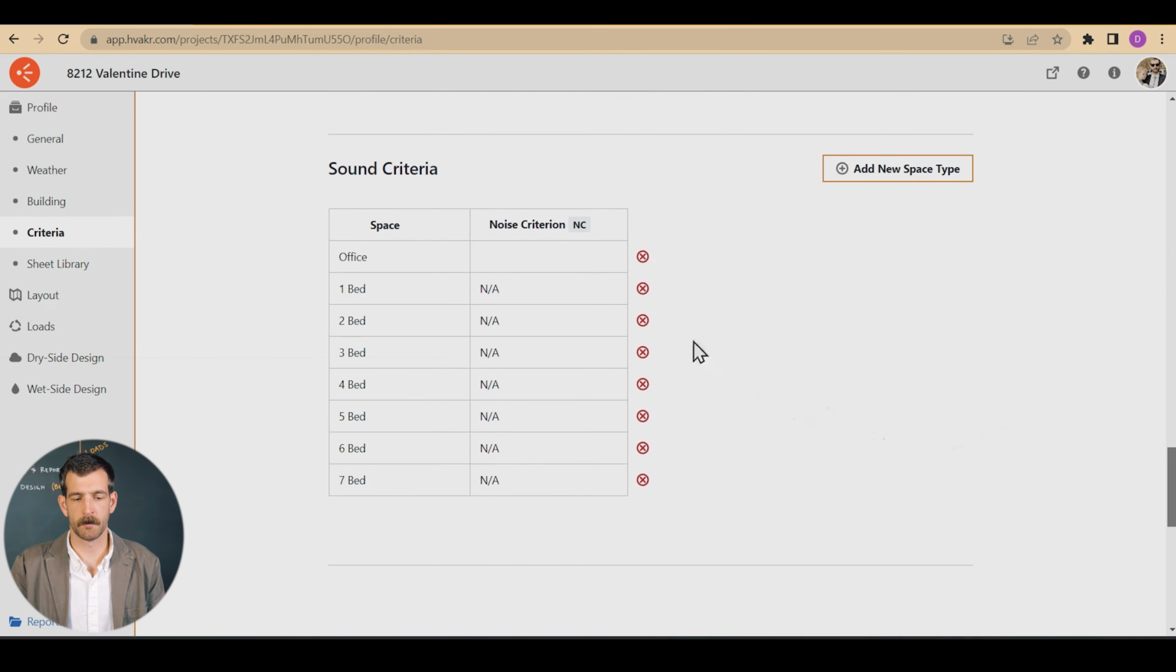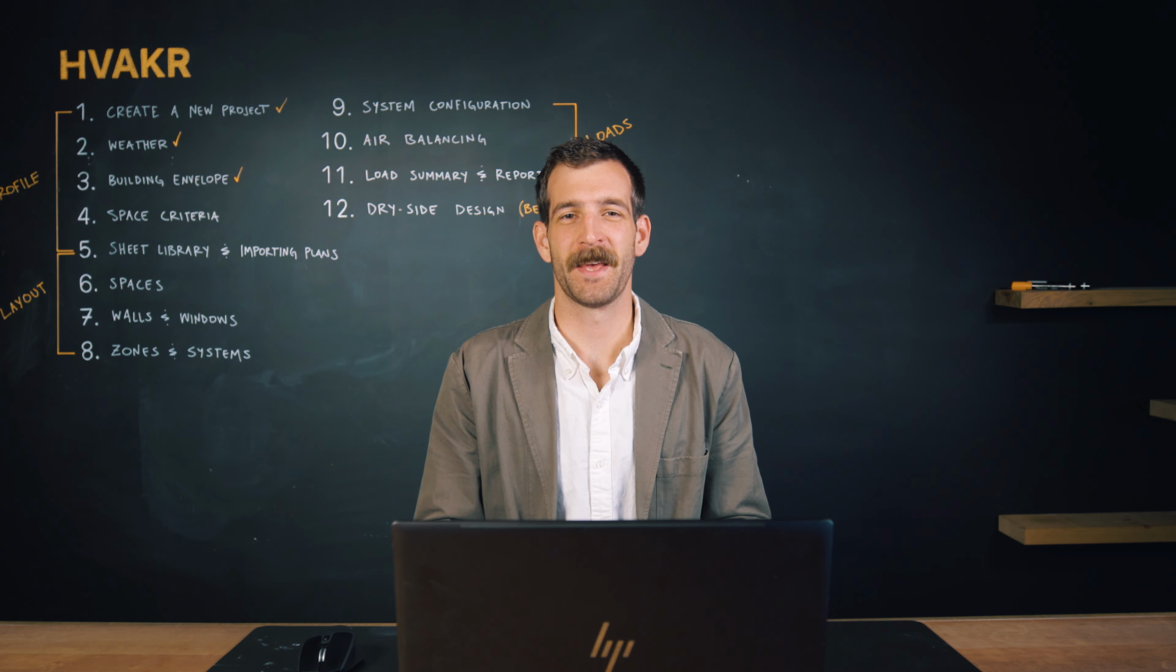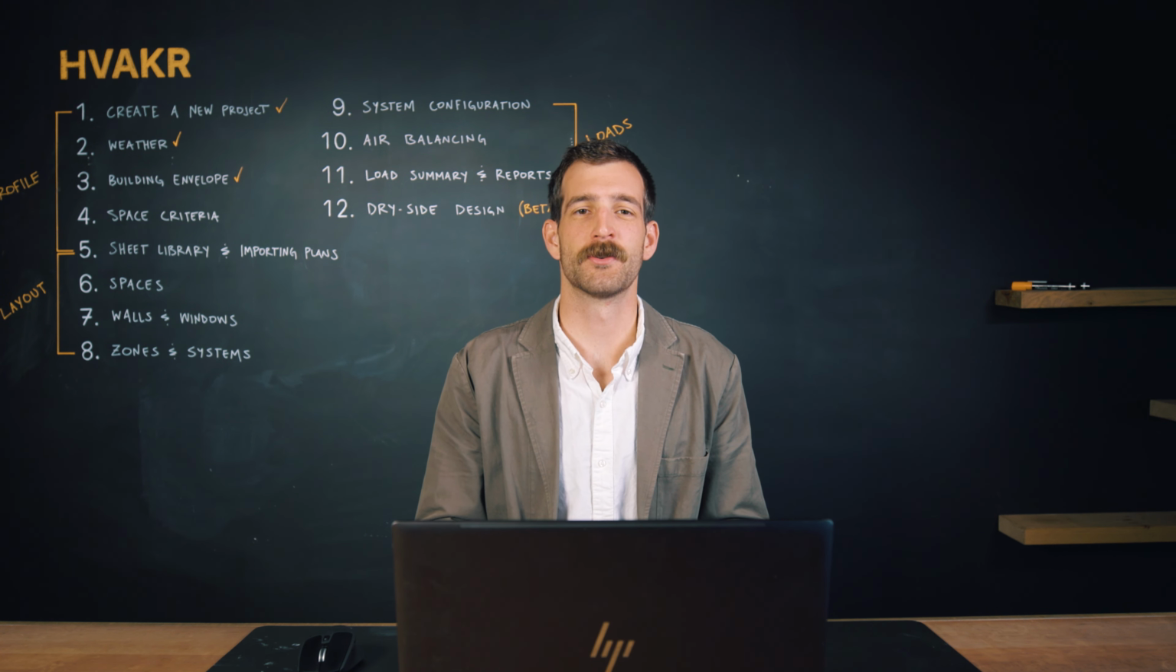You'll also notice at the bottom here, you have a table for sound criteria. This does not affect your load calculations, and again, is just for documentation. That wraps up the space criteria step and effectively completes your basis of design. Now, onto your sheet library.